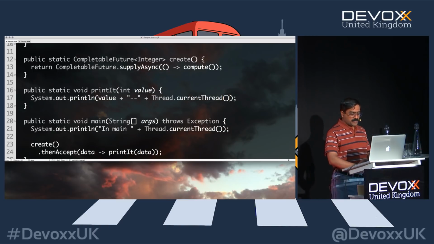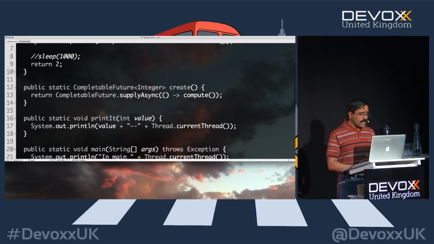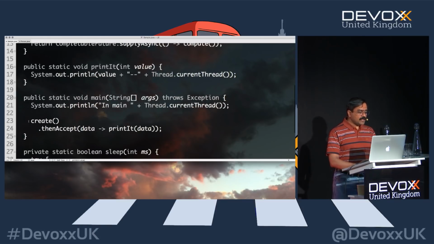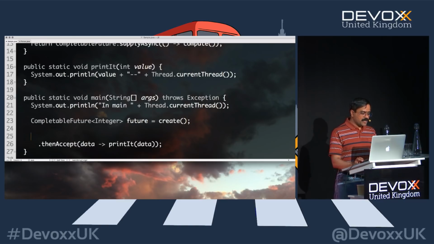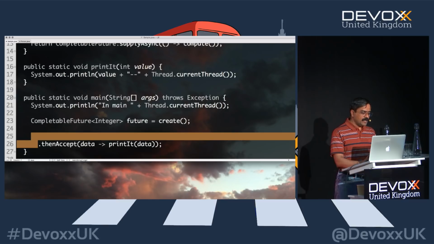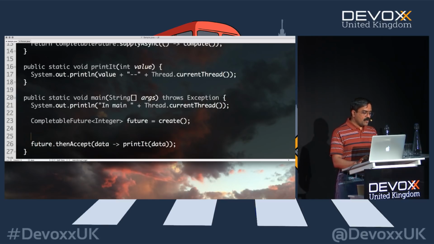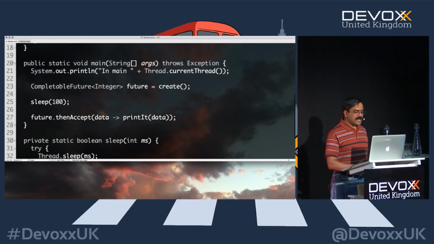Before we go further, let's make a quick observation. Notice that we got the CompletableFuture on our hand here. So we'll say CompletableFuture of Integer over here, and let's say future is equal to. And I want to make this extremely clear so we don't have any confusion about it. So let's go ahead and say sleep of 100 milliseconds. And then I call the thenAccept.